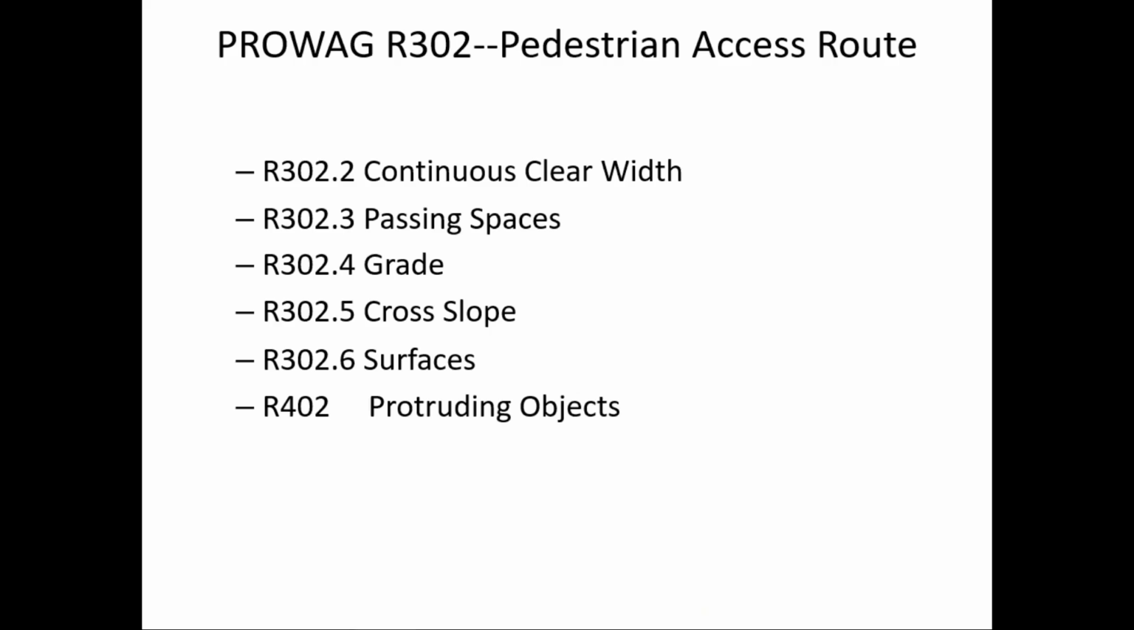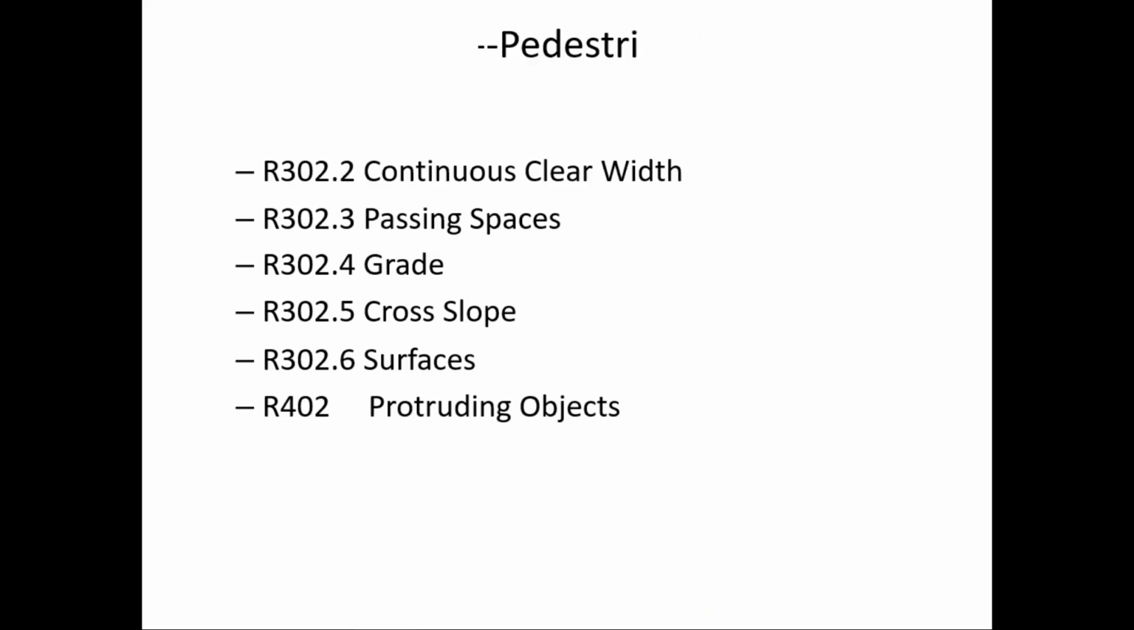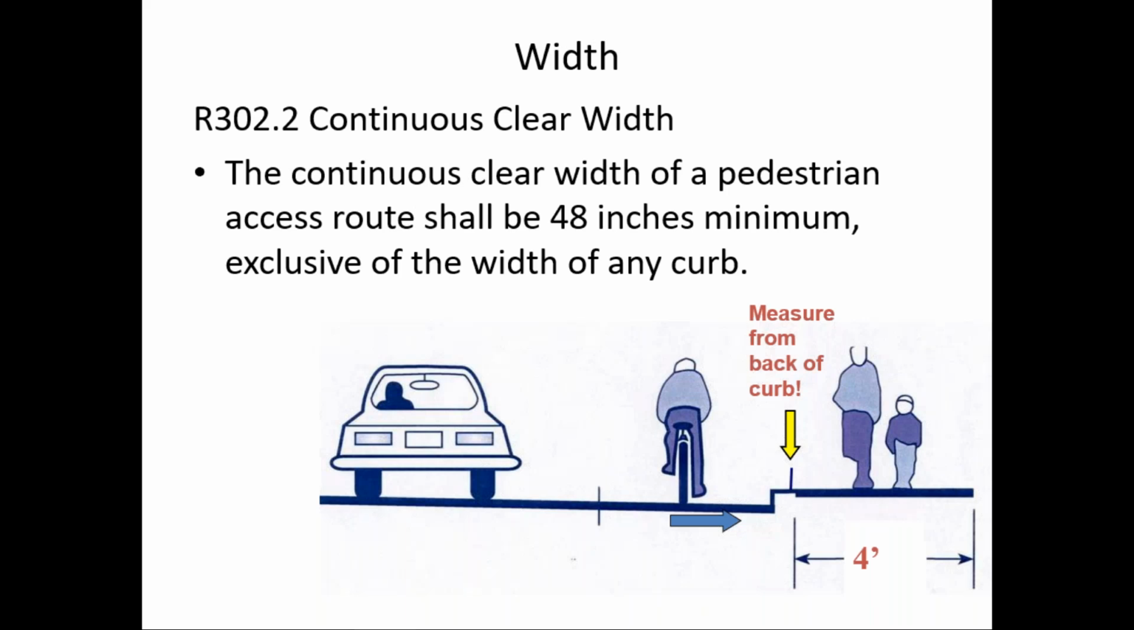And these are the items that need to be considered when we're talking about an accessible route. You can see width, grade, cross slope, surfaces, and those are all in Chapter 3 of PROWAG. But we also need to be attentive to what are called protruding objects, and these are discussed in Chapter 4 of PROWAG. So width, and these are the PROWAG requirements. I realize some agencies go above and beyond PROWAG, and that's fine, continue to do that. But this session is based on PROWAG, so we'll talk about the PROWAG minimums.